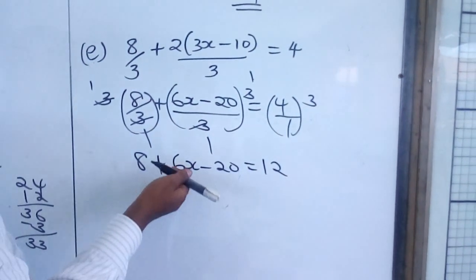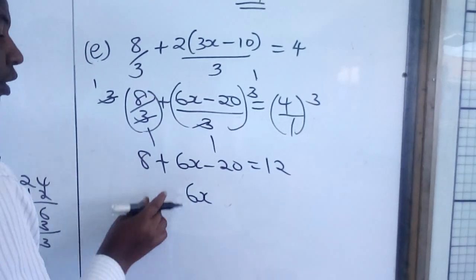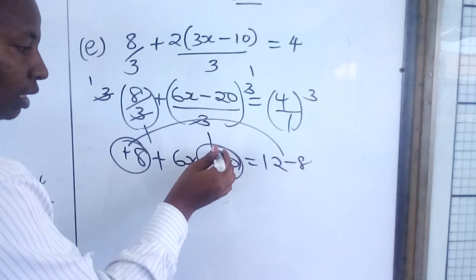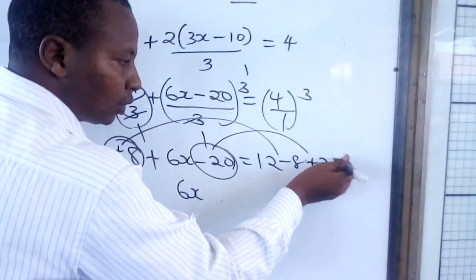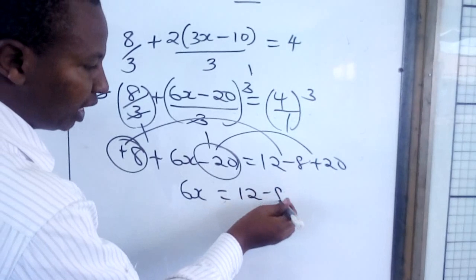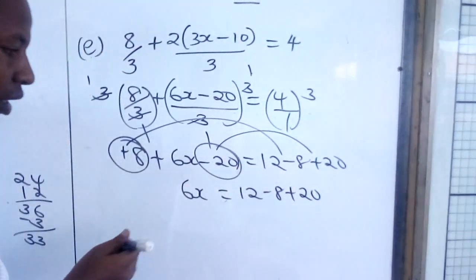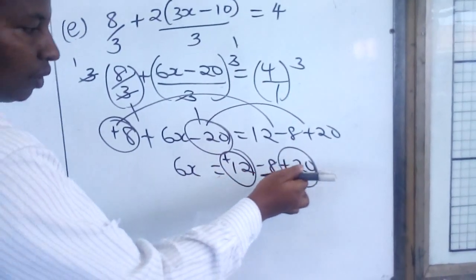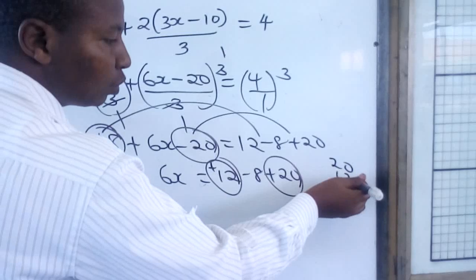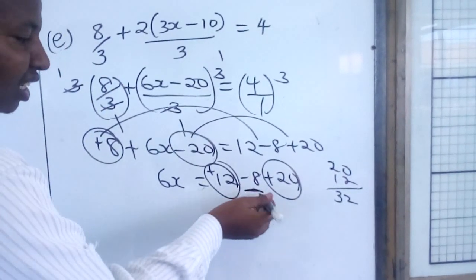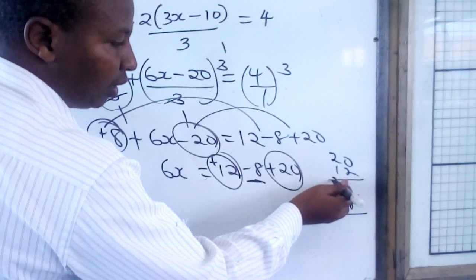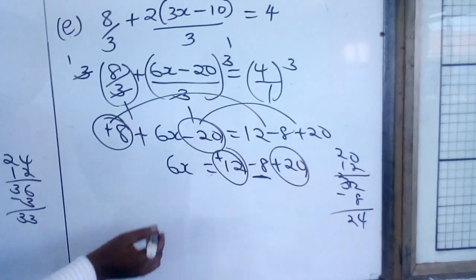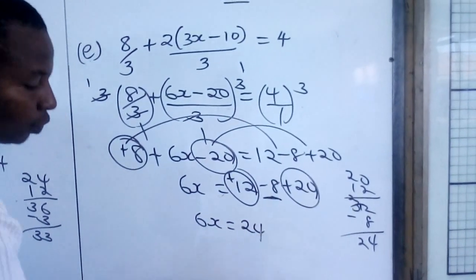You can leave your 6x here because it is positive. Take your plus 8 to the other side to be minus 8. Take your minus 20 to the other side to be plus 20. So it's equal to 12 minus 8 plus 20. Once you're done with that, you start with addition. That is 12 and 20, which is 32. Then finally you subtract 8. If you borrow 1, 12 minus 8 is 4 and 2. So you get 24. So 6x is equal to 24.